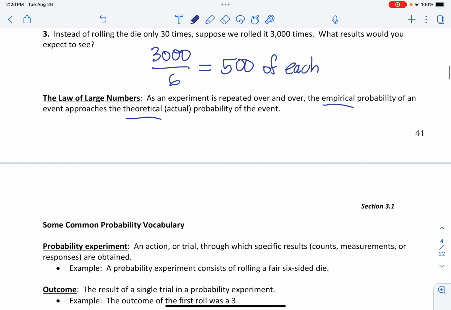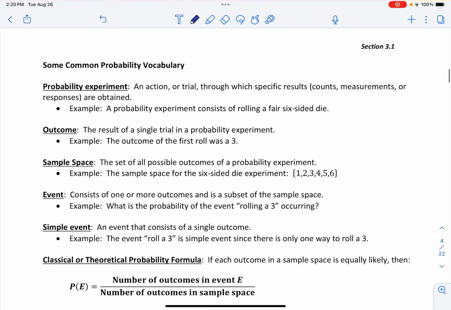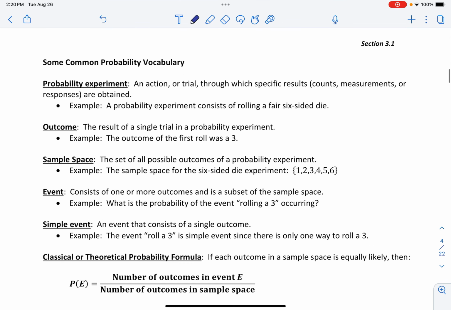Okay, so let's look at some detailed information about probability and then follow it up with some examples. Some common probability vocabulary. We'll use terms like probability and experiment, which is an action or trial, and outcomes are recorded, right? So an example could be a probability experiment consists of rolling a fair six-sided die, just like we did.